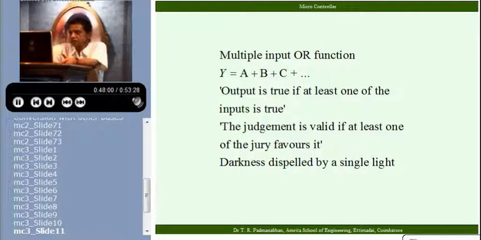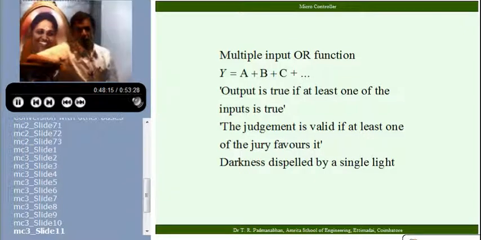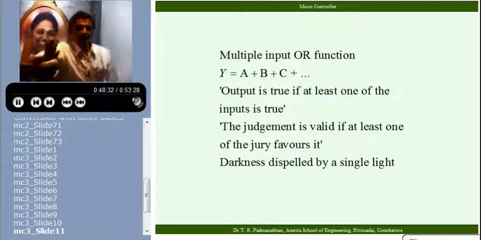The judgment is valid if at least one of the jury favors it. So this is something like French law. The British and French always make fun of each other. So Britain feels that every British man feels he is more refined than the French. So he says, as far as my jury is concerned, if every one of the jury agrees only, the prisoner will be, or the culprit will be hanged. And he says, the French law says that if at least one jury says, cut off his head, the head will be cut off. That's how the Englishman looks at the French law.